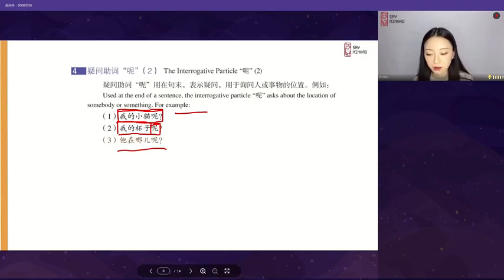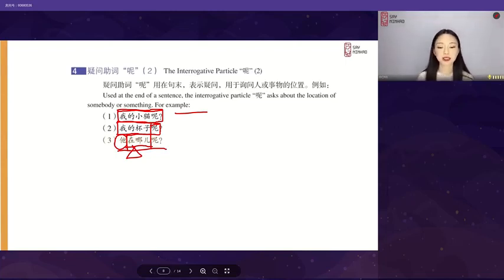它在哪儿呢? Okay, so in this sentence, before 呢, we can know it is exactly asking about the location of 他, of he, right? Because we can see 在哪儿 means at where, 哪儿 is where. So 他在哪儿呢 is where is he, okay?